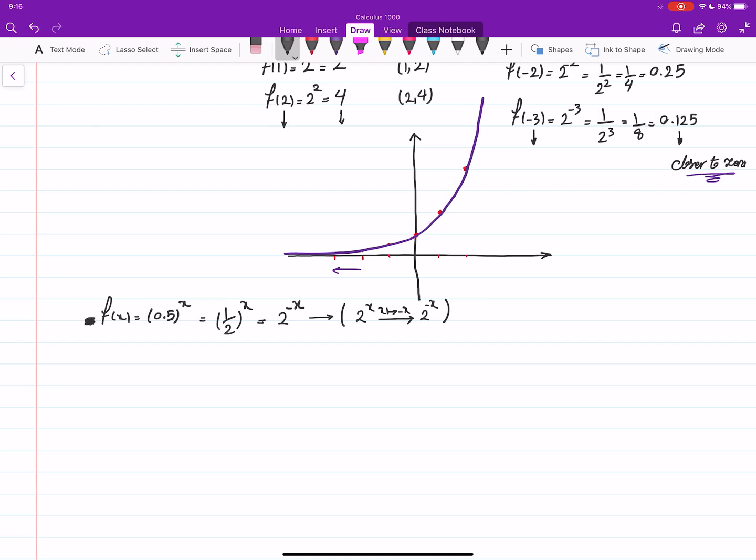Which means that the graph of 2 to the power negative x is obtained from the graph of 2 to the power x after the transformation.